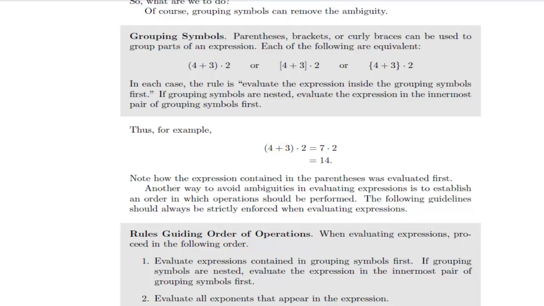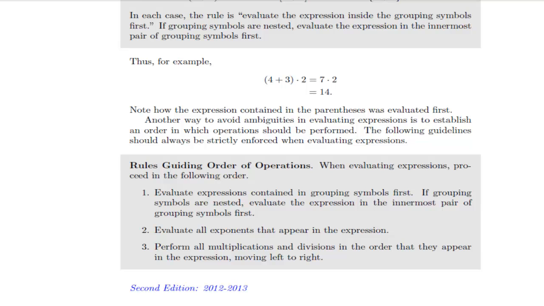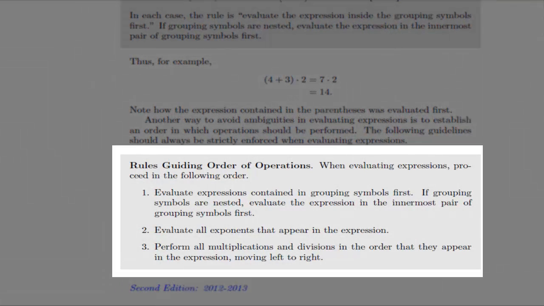Another way to avoid ambiguities in evaluating expressions is to establish an order in which operations should be performed. The following guidelines should always be strictly enforced when evaluating an expression. Rules guiding order of operations. When evaluating expressions, proceed in the following order. 1. Evaluate expressions contained in grouping symbols first. If grouping symbols are nested, evaluate the expression in the innermost pair of grouping symbols first.